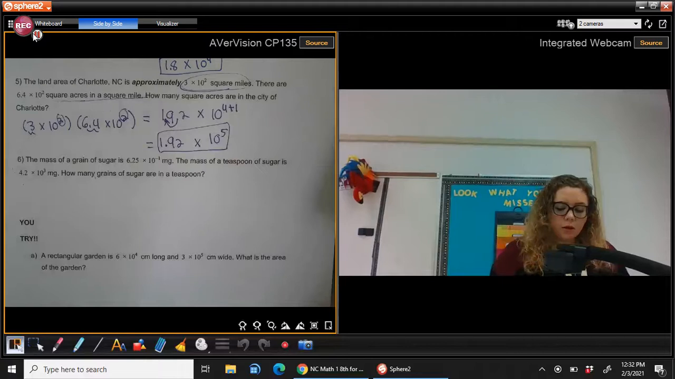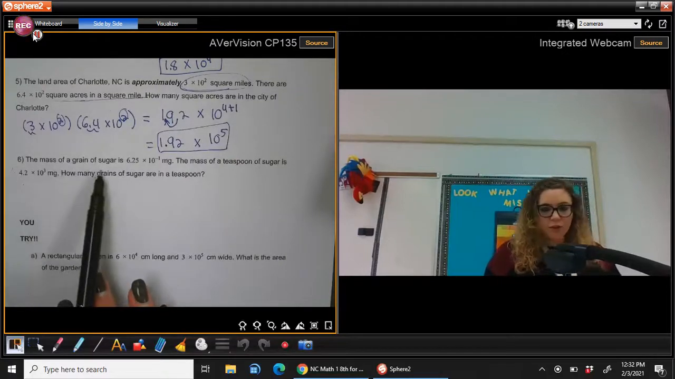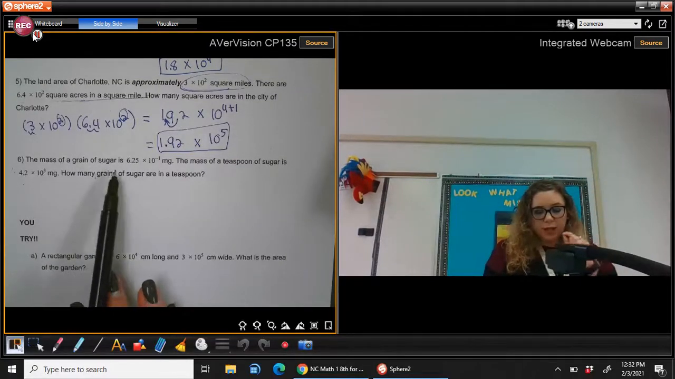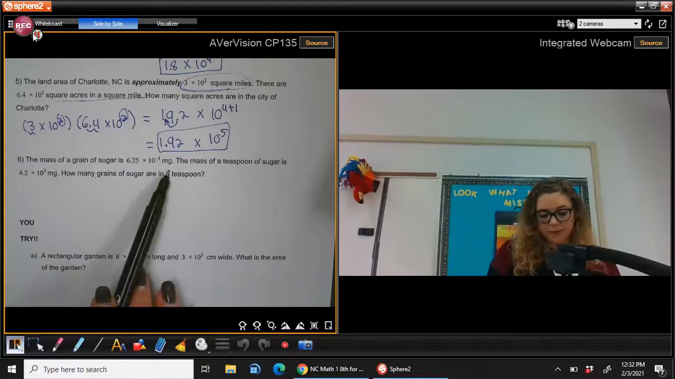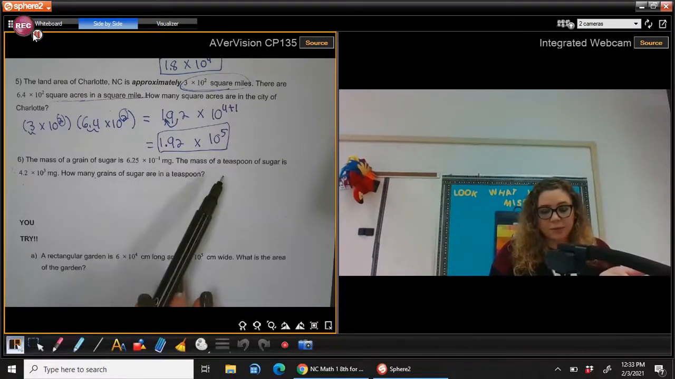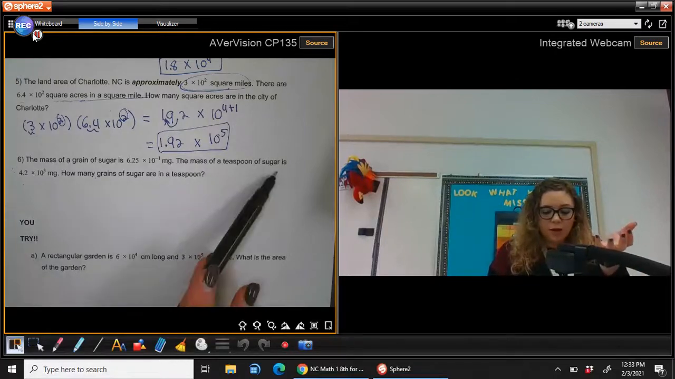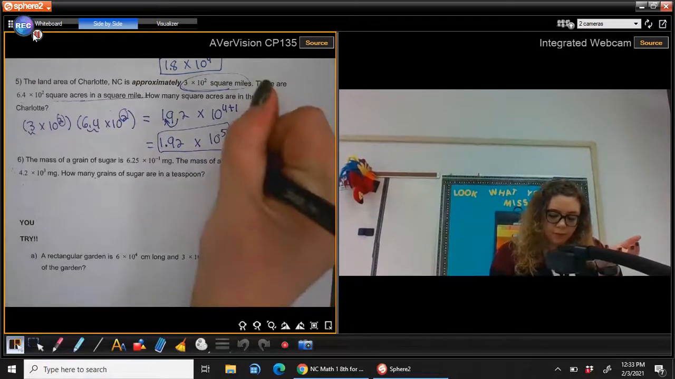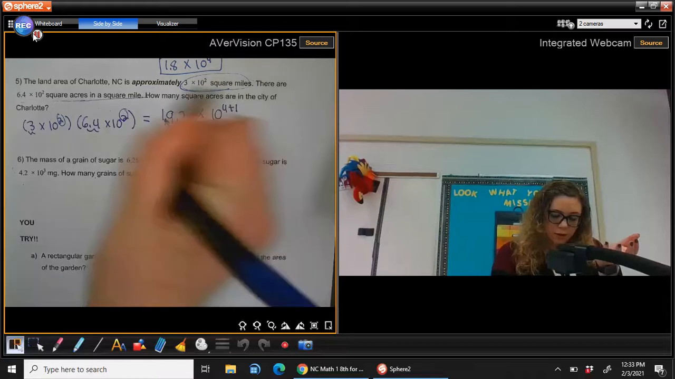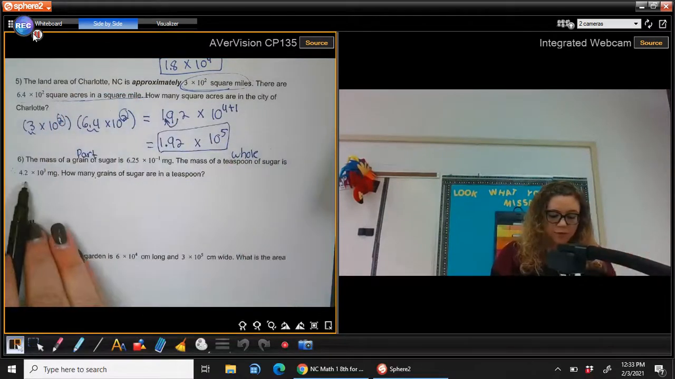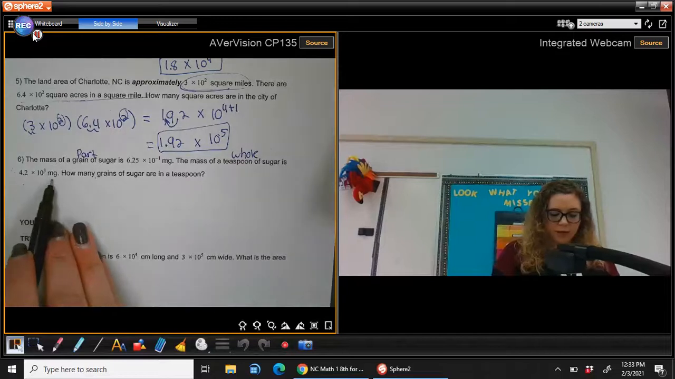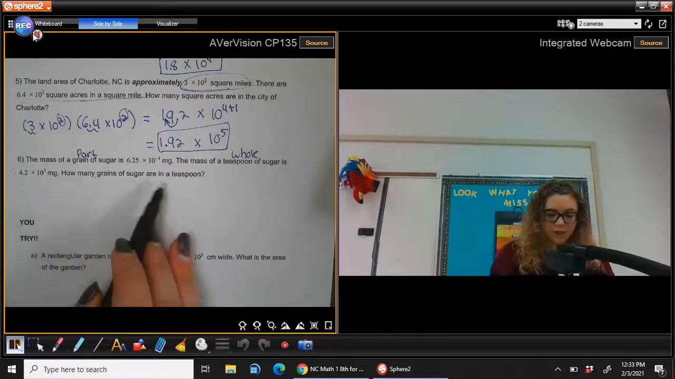The mass of a grain of sugar, so 1 milligram, is 6.25 times 10 to the negative 1 milligrams. The mass of a teaspoon, so whole, and then gram is going to be part, is 4.2 times 10 to the 3rd milligrams. How many grains of sugar are in a teaspoon?